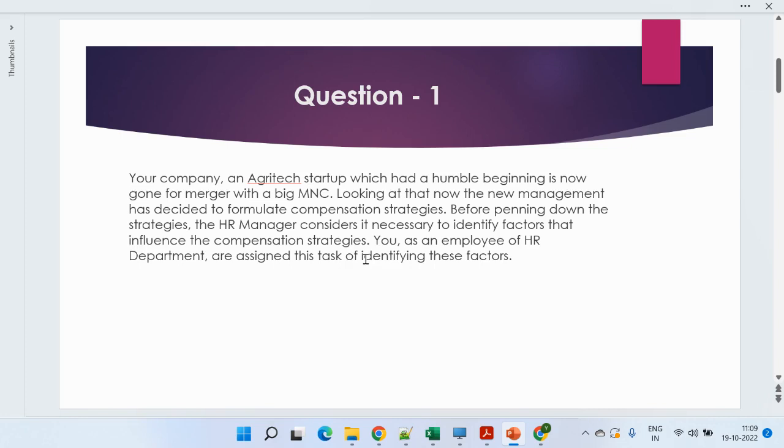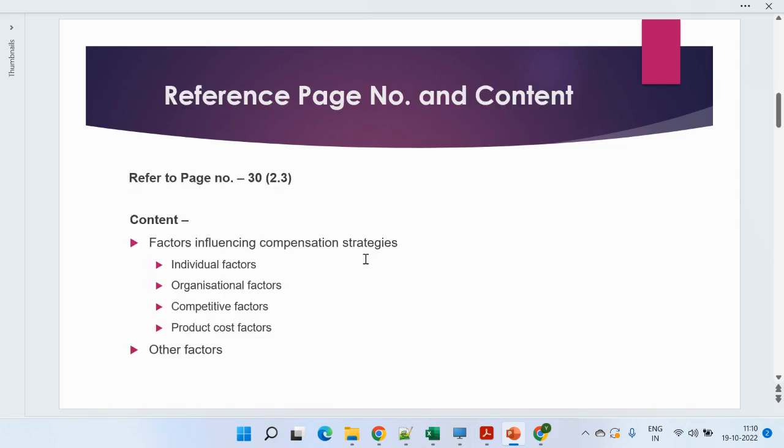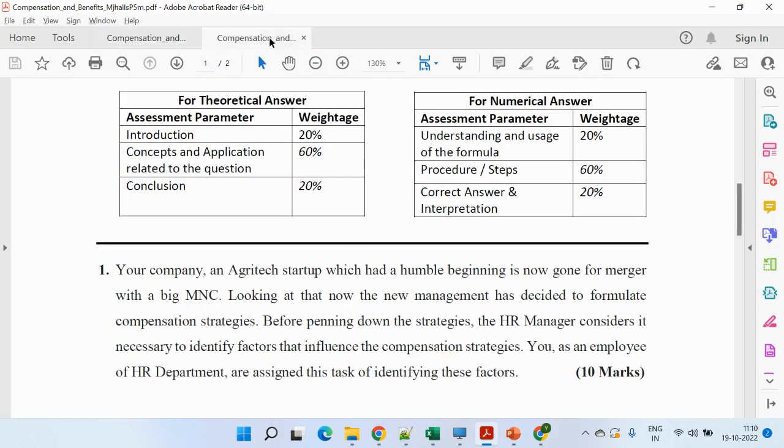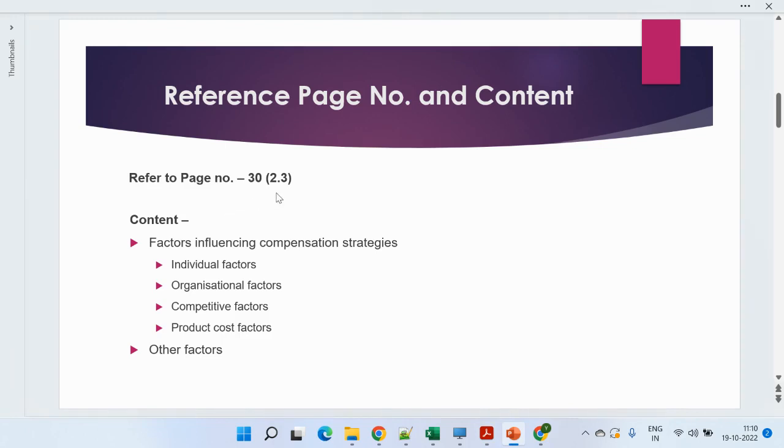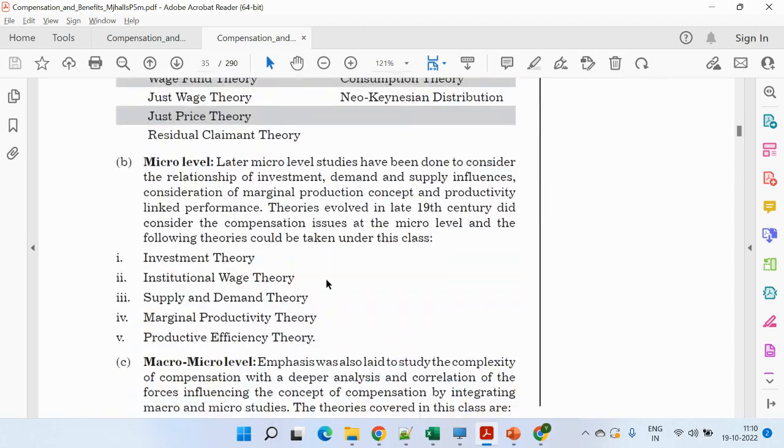Now we need to discuss the compensation strategies. What are the factors which influence these compensation strategies? Let's start with which page number to refer. Going to the book, page number 30. You need to discuss the factors: individual, organizational, competitive, product cost factors, and additionally you need to specify other factors.